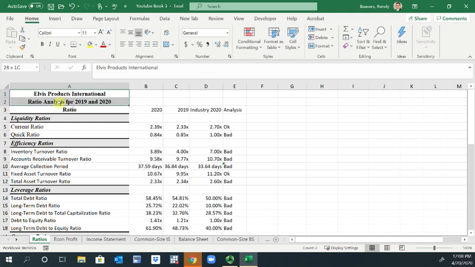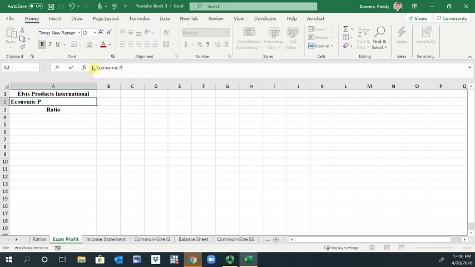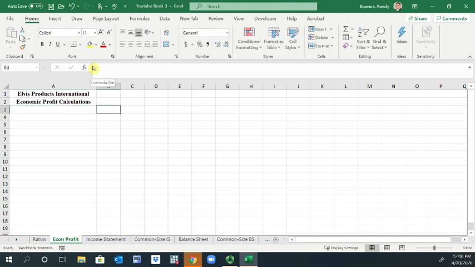So let me copy those and then paste those appropriately here. So now this will be economic profit calculations. Won't have anything here. This will be for 2020 and 2019.